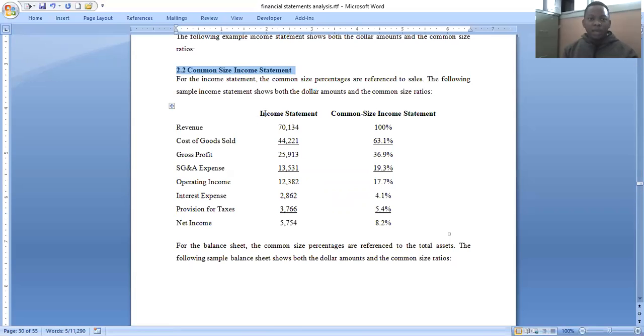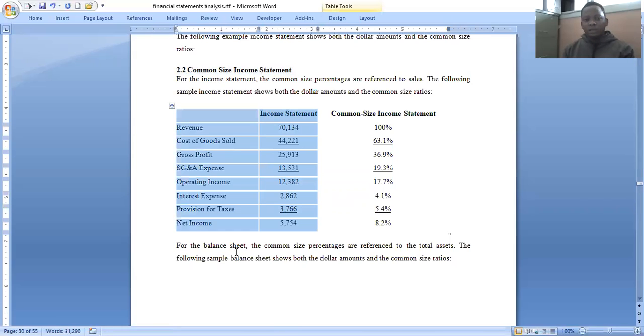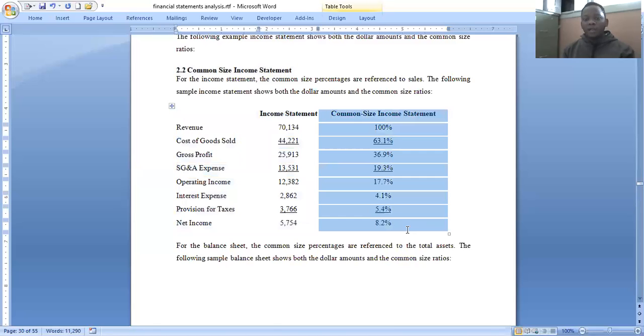As I've highlighted there, we have the income statement, whereby we have the revenue, the cost of goods sold, the gross profit, the expenses, operating income, the interest expense, and the net income at the end. And then we have this column for the common size financial statements. If you look at these items in the common size income statement, you see that they are all in percentages. These percentages are obtained by dividing each item by the total revenue, multiplied by 100.